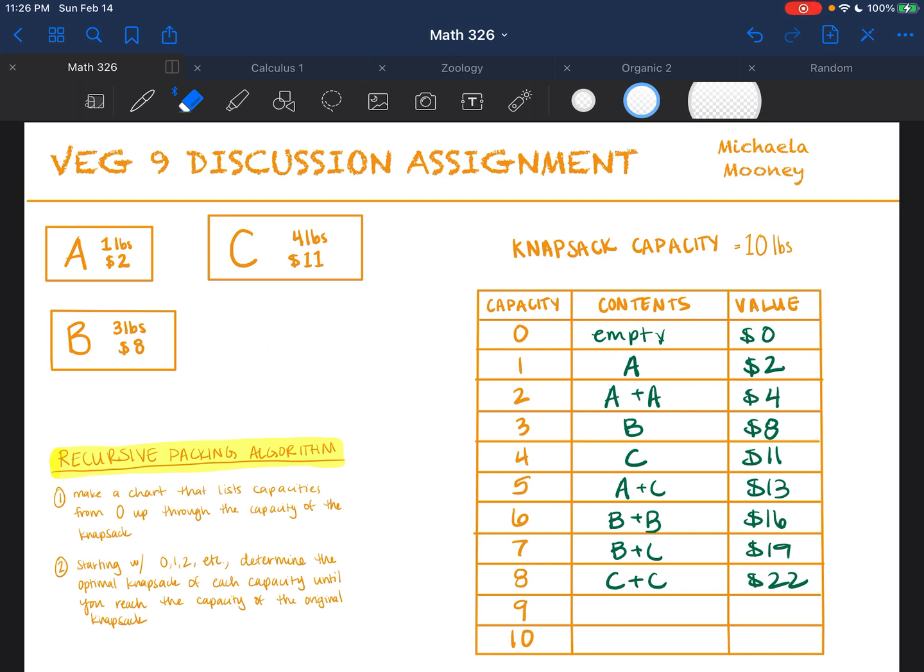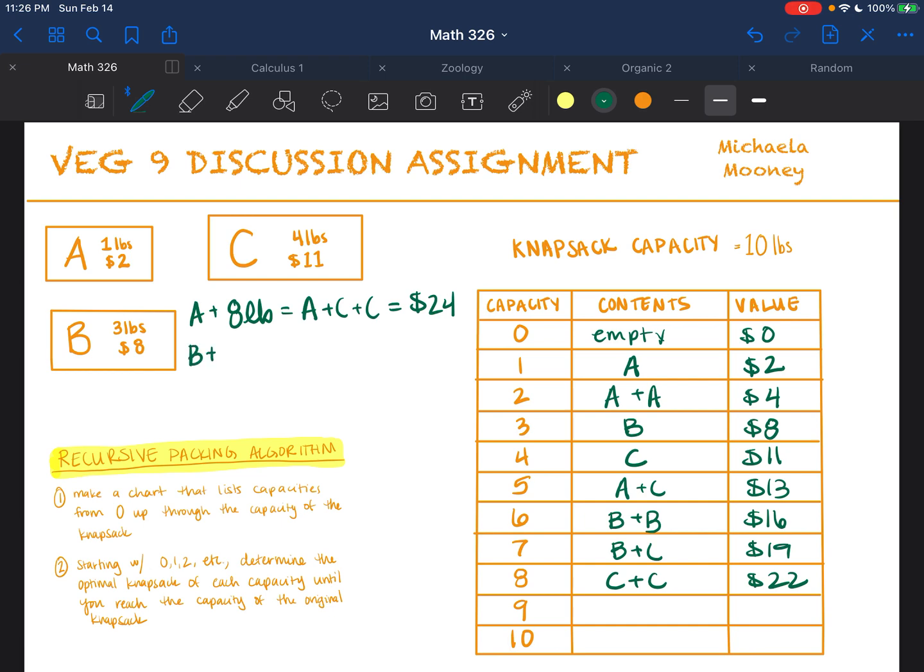Thank you for bearing with me. All right, number 9. We start with A. A weighs 1 pound, so we're filling 1 out of our 9 pounds, and we have 8 pounds left to fill. So we look at what we just did before. 8 pounds, the optimal combination of things to fill 8 pounds and get the highest value is C plus C, that is worth $22. So we do original A plus C equals, C plus C is $22, A is $2, so we have $24.